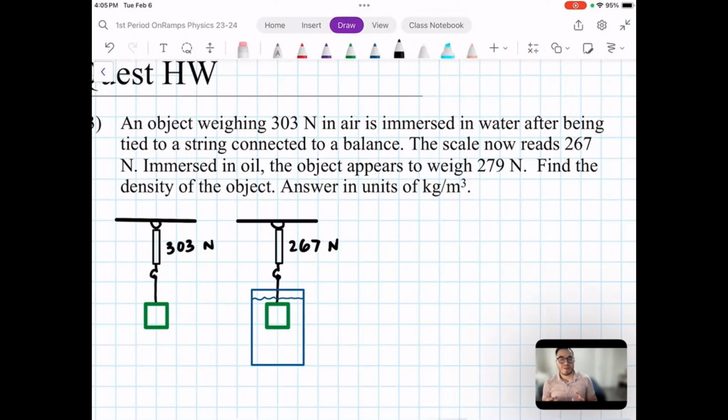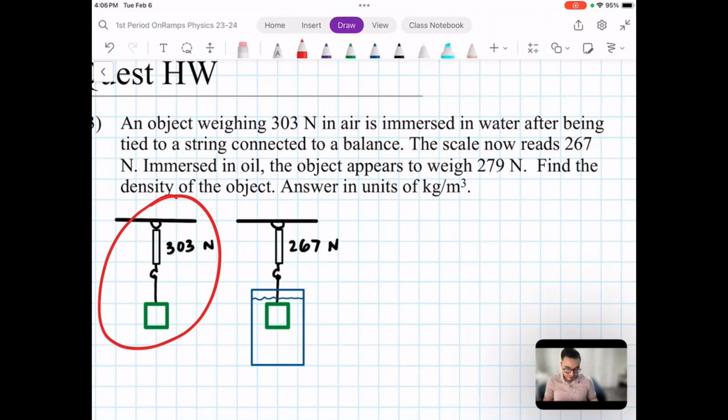So the wording of this problem, I found it very confusing. And what I'm going to do is model this slightly differently. I don't really know what they mean with the balance thing. So what I did is I instead have the object being tied to a spring scale, of course. This is pulling down on the spring scale by means of its weight.